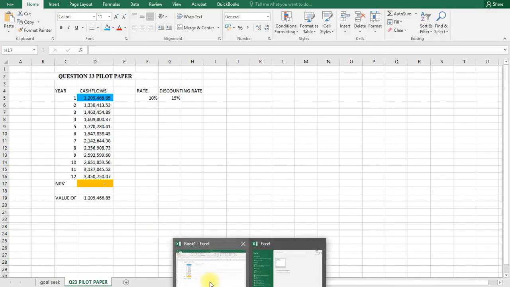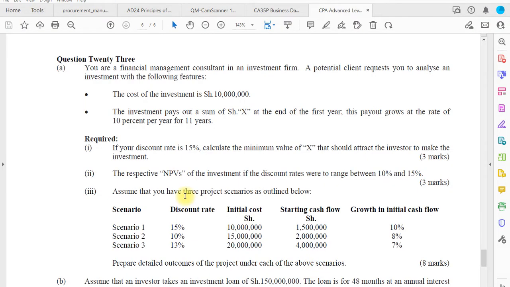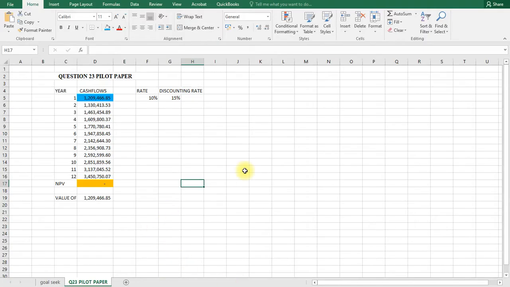When you look at the second part of the question, they are saying the respective NPVs of the investment, if the discounting rates were to range between 10% and 15%. So the discount ranges from 10 up to 15. So this one is one data table. Here, respective NPVs, I can deal with it here as my Roman 2.